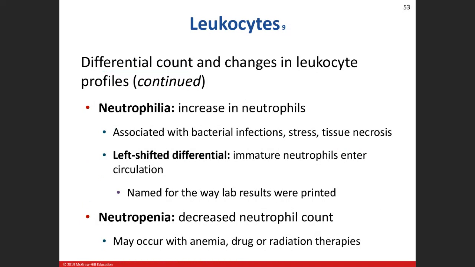Okay, so now when we break down the different types of white blood cells, we're going to apply some of these similar names. Neutrophilia is an increase in the neutrophils. So what did we say? Neutrophils like to go after bacteria. So the first thing I'm thinking is bacterial infection. Boom, right away. Of course I'm going to think stress too, but also tissue necrosis.